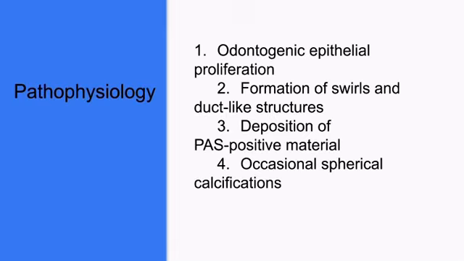Coming to its pathophysiology or mechanism, the process starts with proliferation of odontogenic epithelial cells. These cells arrange into swirls and duct-like patterns. Within these structures, PAS positive eosinophilic material is deposited, resembling basement membrane. In some cases, spherical calcifications also develop inside the epithelium. So that's how it works.